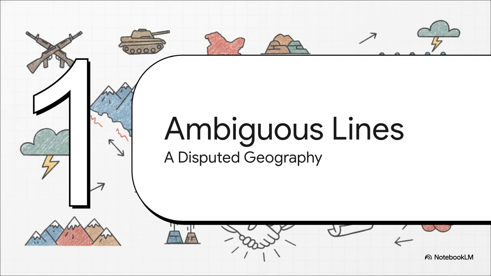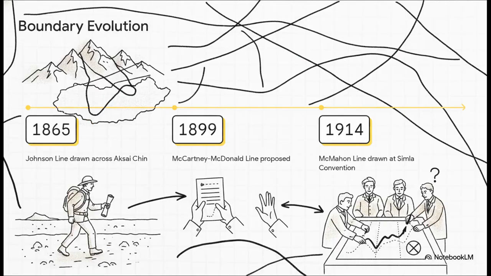Section 1. Ambiguous lines and buffers. To really grasp how two giant nations ended up fighting a war at 16,000 feet, we have to rewind to 19th century British mapmaking, or actually the lack thereof. Let's look at this dizzying array of lines. Back in 1847, British commissioners basically just gave up at the Karakoram Pass. They just couldn't figure out Tibet's northwest boundaries. So, in 1865, a surveyor named W.H. Johnson treks across the completely desolate Aksai Chin region and draws the Johnson Line.